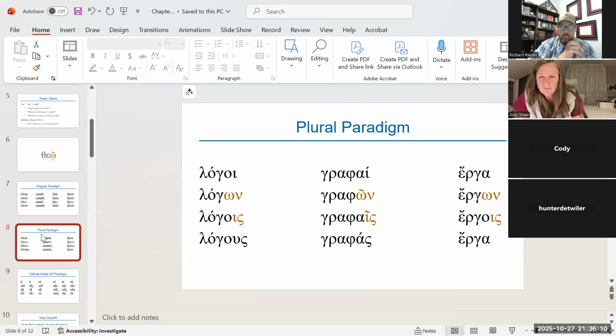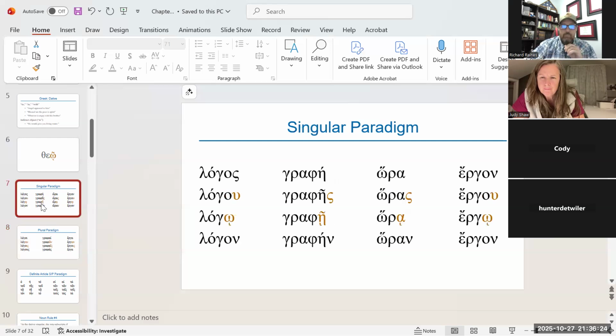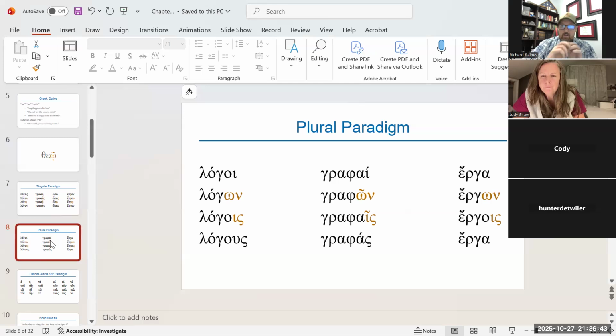So translate it for me. Words. Logos means word. So logoi would be words. What would the lexical form of logoi be? It's going to be the singular nominative. So what is that? I've got it pulled up on the screen here. Logos. All right.